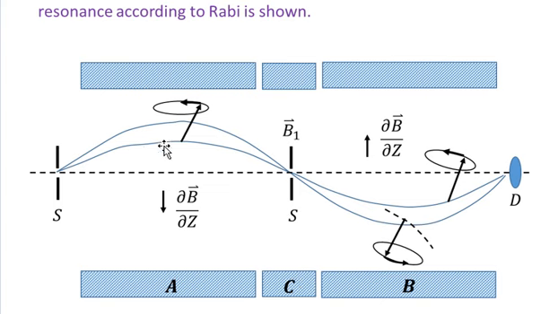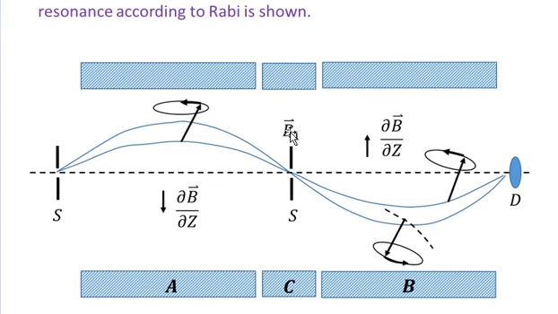So when there is a deflection, you see that there are two paths shown, because the beam will be deflected in two paths. Then the beam will pass through another slit placed at the center of magnet C, where it will be unaffected, and then it will enter another inhomogeneous region due to magnet B, and it will again be combined and reach the detector D. So the detector will record the current.